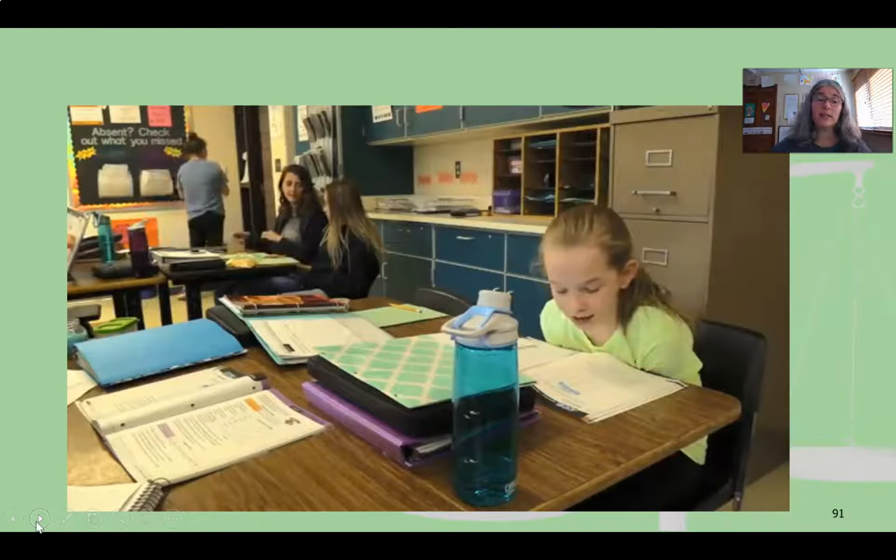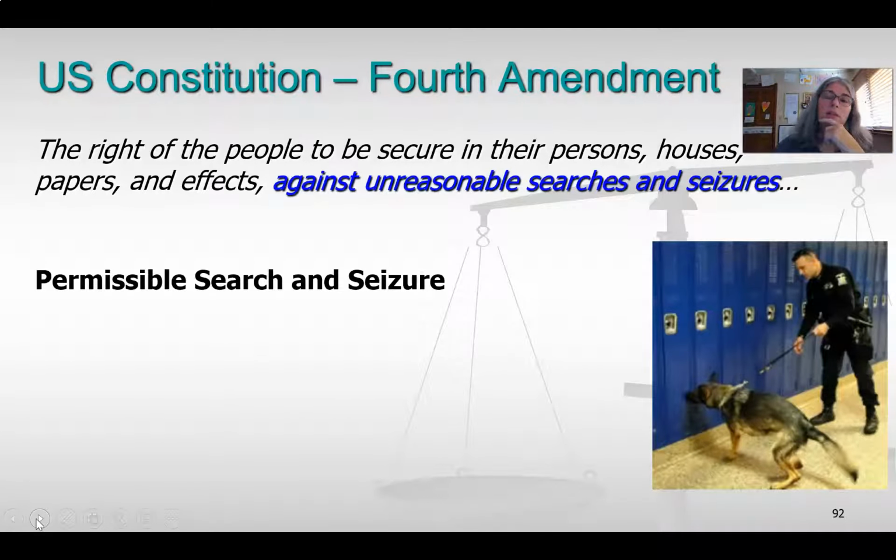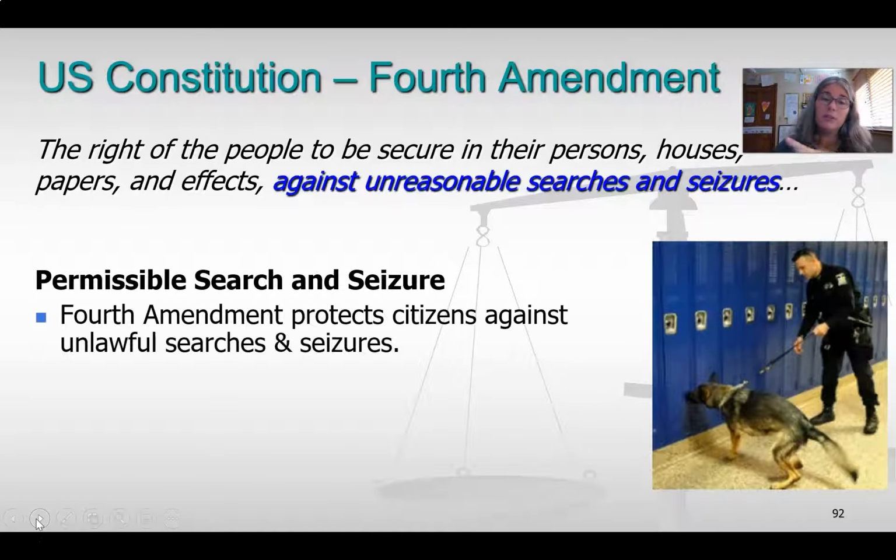So again, that's just a nice little summary looking at different ways that suspensions are handled. All right, so keeping in line with looking at constitutional amendments that relate to schools, we have the Fourth Amendment. The Fourth Amendment has a statement in it saying that the right of the people to be secure in their persons, houses, papers, and effects against unreasonable searches and seizures. What about search and seizure in schools? Because as you might be aware, this does happen. So there is the idea of permissible search and seizure.